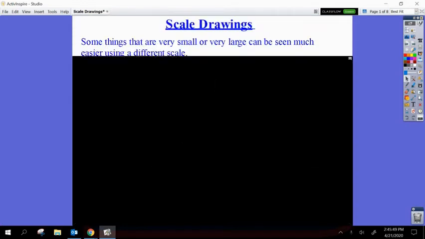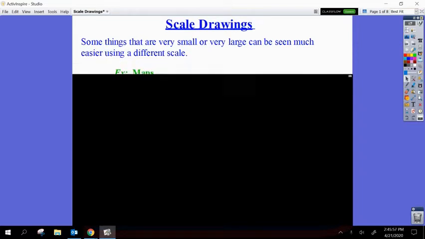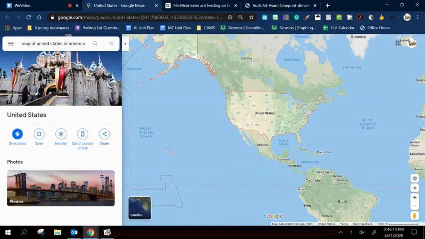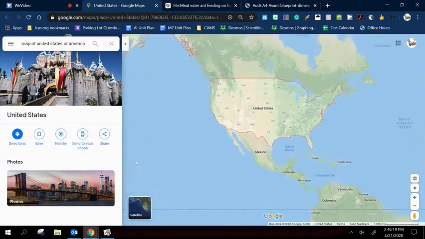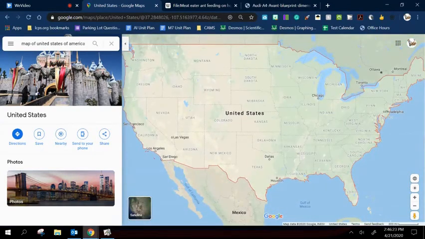So when we talk about a scale drawing, we're saying some very, very big or very, very small things are drawn so that the human eye can see it a lot better. Some examples, the most common example is a map. Believe it or not, the United States is not actually this small, but if you zoom in on the map and you wanted to see the actual outline of any given state, it is the actual outline. It's drawn the correct way, just much, much smaller than it should be. So it's drawn what's called to scale.